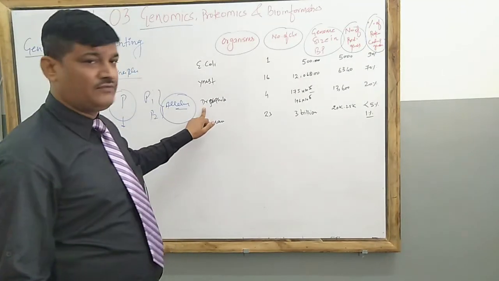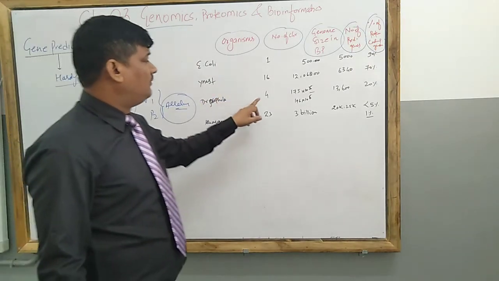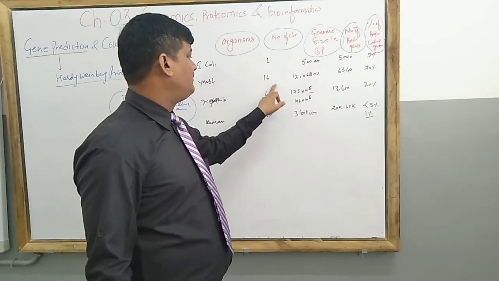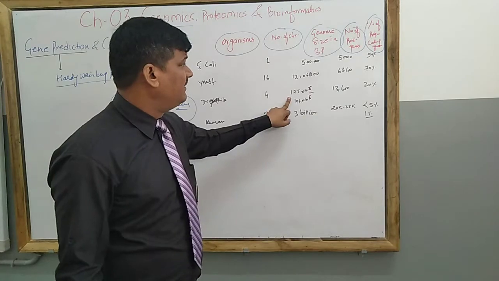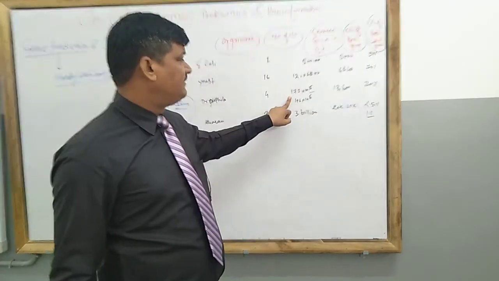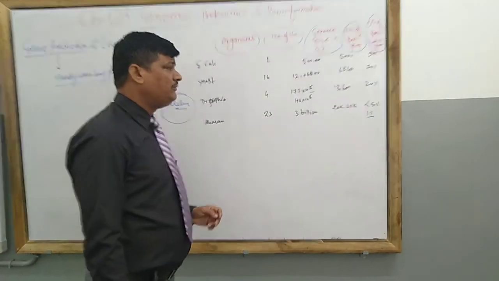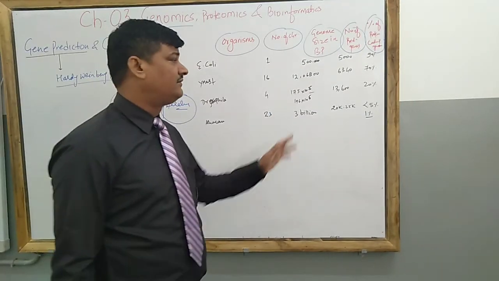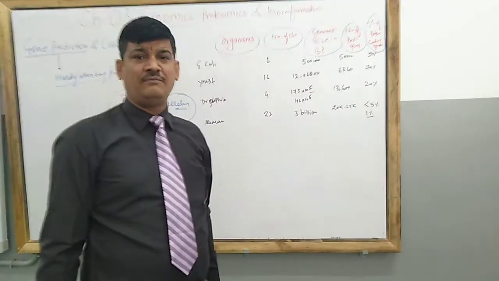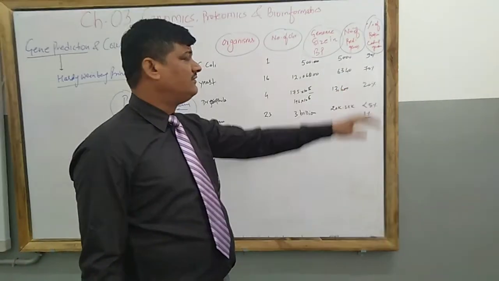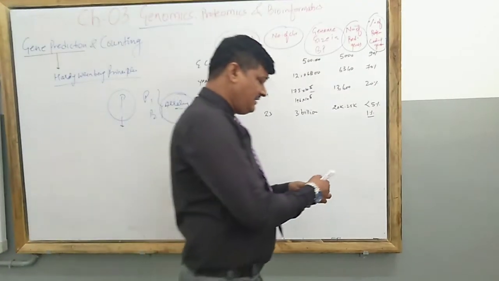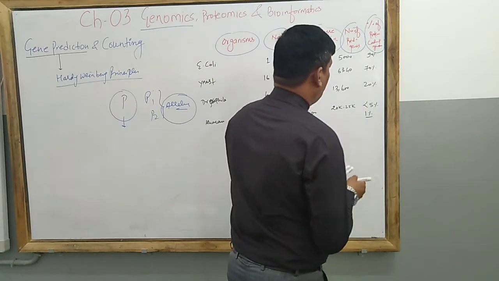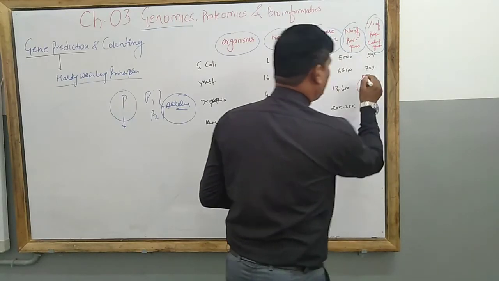Now let us see Drosophila melanogaster, the fruit fly. Here the chromosome number is 4, and the base pairs range from 175 into 10 to the power 6 to 196 into 10 to the power 6, and the predicted number of genes is 13,600. You can see that a very small part of the genome takes part in protein.